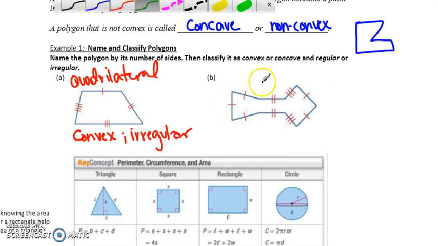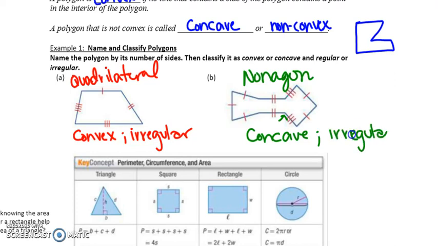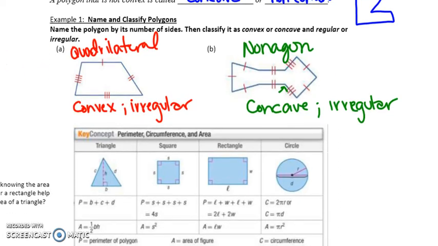And then here, its number of sides is 9, so it's a nonagon. Then we have concave, because this part is caving in, and it's definitely irregular, because all the sides and angles are different.